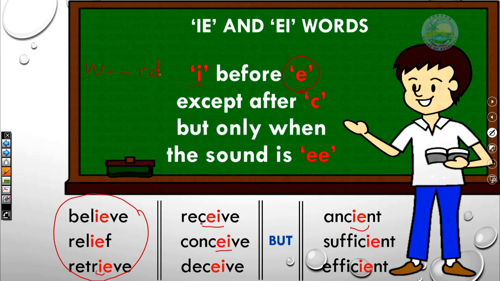We want to know whether we should have EI or IE in the spaces here. Let me say the word again, weird. Think about it. Think about the rule. What is the rule? The rule is I before E, except after C. Is there a C here?